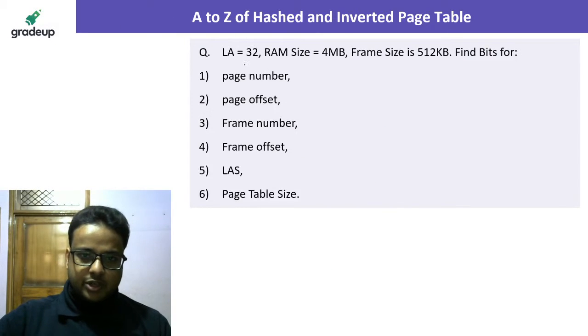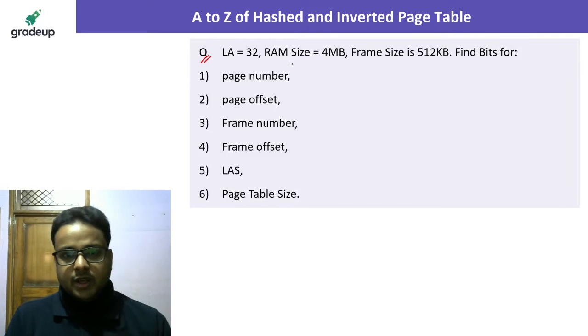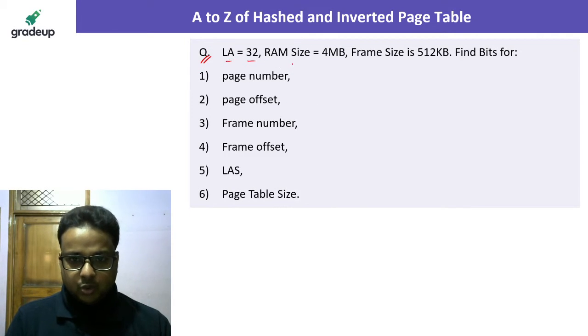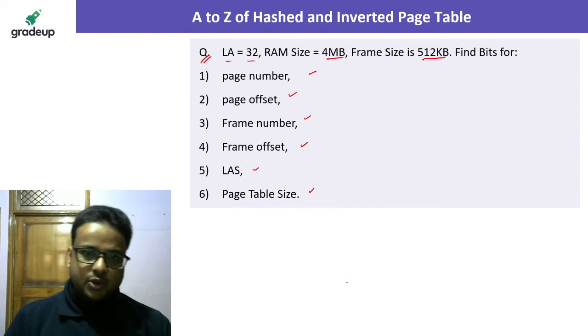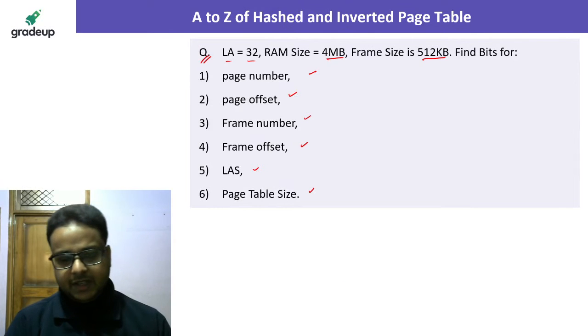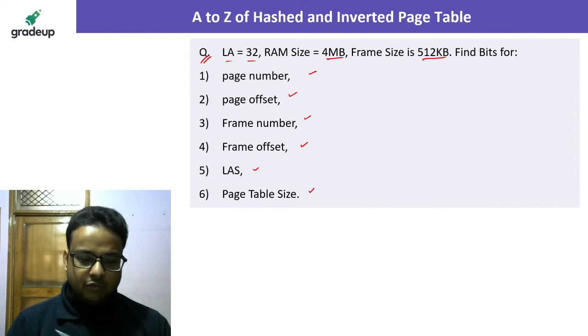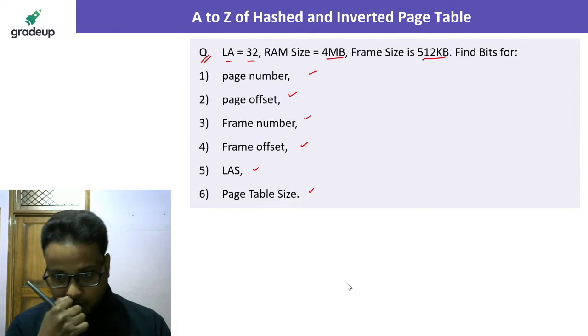Here is the question for you. Logical address is equal to 32 bits. RAM size is 4 MB. Frame size is 512 KB. Find the bits for page number, page offset, frame number, frame offset, LAS, and page table size. Okay, so we have to find all these things. I will give you 1 minute, then I will explain the question.